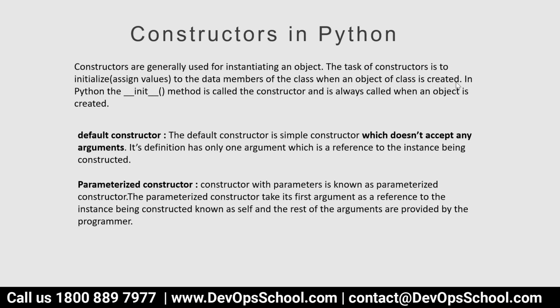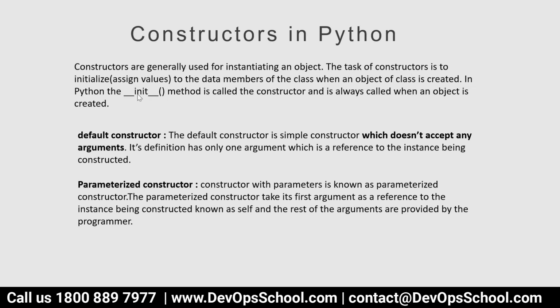During the creation of an object from the class, whatever data members you have, the constructor assigns the values to them. So in Python, what is the default constructor? When you create an object from the class in Python, what is the default constructor we have? It is __init__. That means when you call the class to create an object, the first method called is the init method.